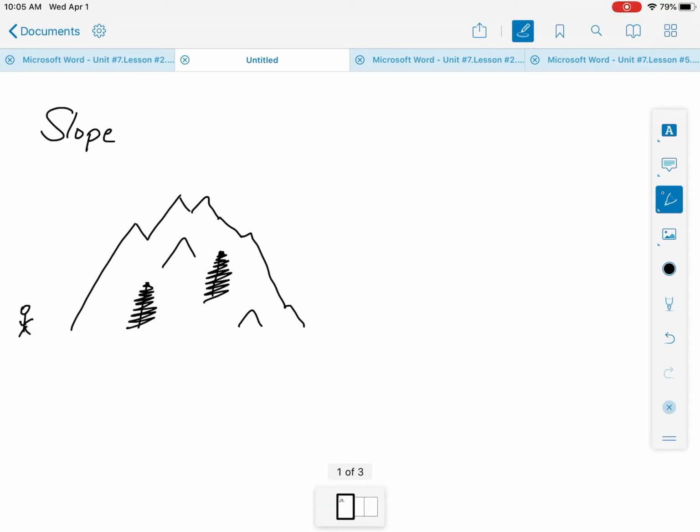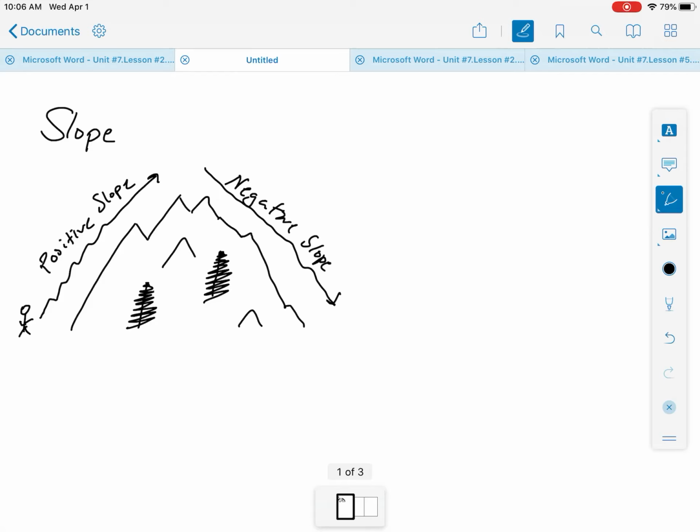Okay. So, slope. It is the steepness of a line. If you look, this mountain climber can climb up this mountain and he can climb down the mountain. All right, when you climb up a mountain, it's a positive slope. I know we've talked about this. When you climb down the mountain, it's that negative slope. Okay, so there's the positive and negative aspect of what slope means.